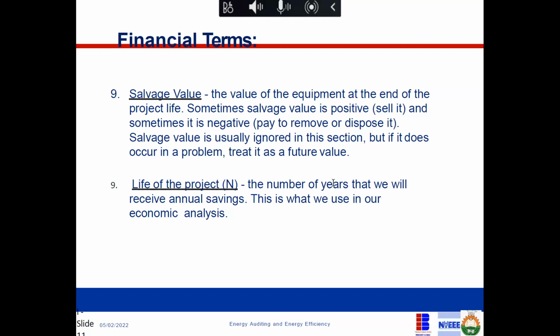If somebody asks you what a project is, it is something that has a beginning and an end, something that has a life. So every project has a beginning and an end. For it to be called a project, it must have a beginning, it must have an end.